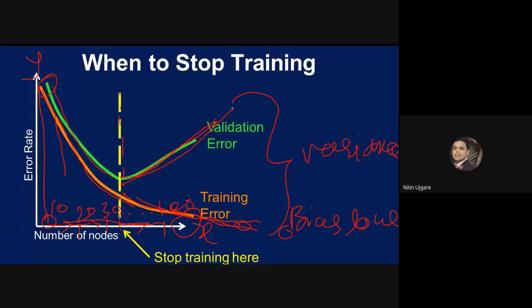And that's what we have seen. There is a trade-off between the bias and variance. If you try to decrease the bias, your variance will increase. If you try to decrease your validation error, your train error will increase. And this is the bias variance trade-off.